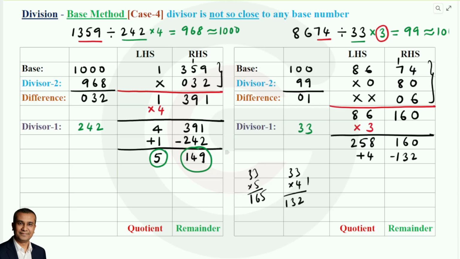We have to subtract it from the 160. So this is 8, 9, 10, 11, 12 plus 1. 5 plus 1 is 6, 2. 262 is the quotient. And 160 minus 132 we get 28. So 262 is the quotient and 28 is the remainder.